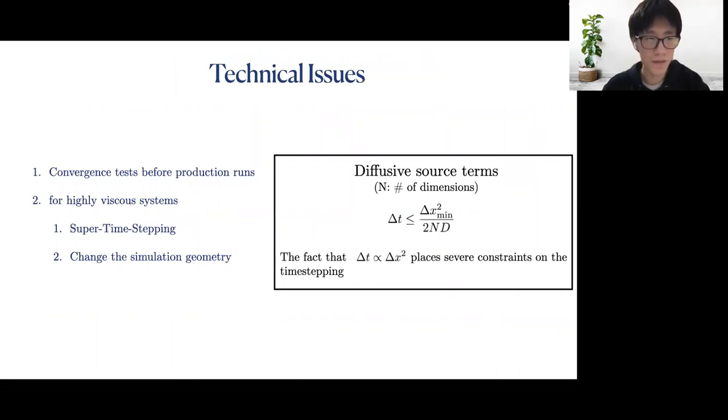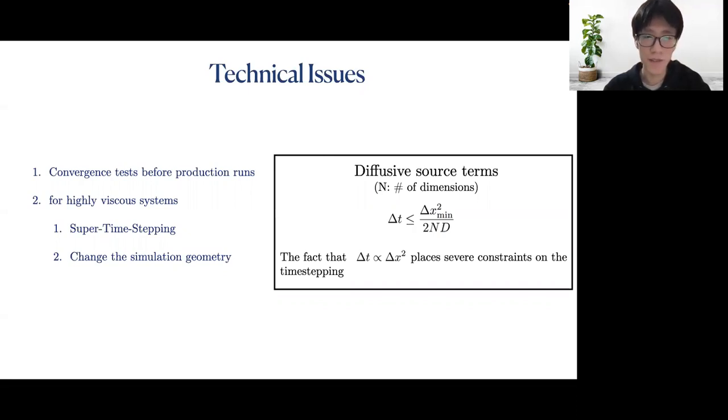As for technical issues, in my simulation, there are only 2 problems which prevented me from doing this project smoothly. The first is to always do a lot of convergence tests before production runs. Everyone knows this, but I have to say you must be very, very careful, especially when you have a lot of mesh refinement, both adaptive mesh refinement and static mesh refinement. Adaptive mesh refinement can be used as some sort of static mesh refinement with changed boundary shape. So you need to be very, very careful about the convergence test.